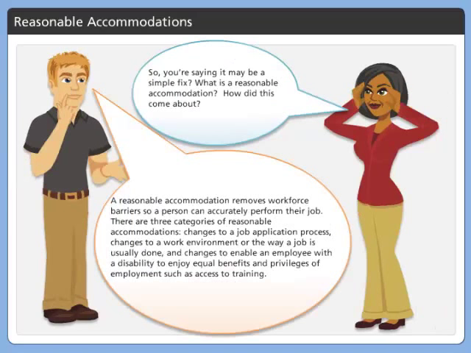So, you're saying it may be a simple fix? What is a reasonable accommodation? A reasonable accommodation removes workforce barriers so a person can accurately perform their job. There are three categories of reasonable accommodations: changes to a job application process, changes to a work environment or the way a job is usually done, and changes to enable an employee with a disability to enjoy equal benefits and privileges of employment, such as access to training. How did this come about?